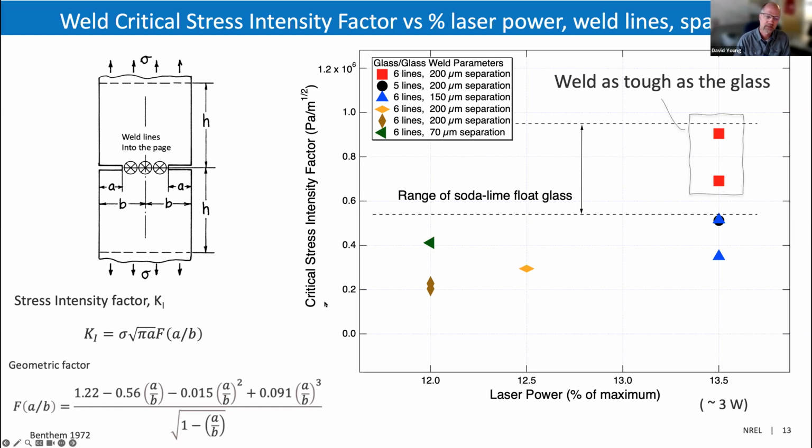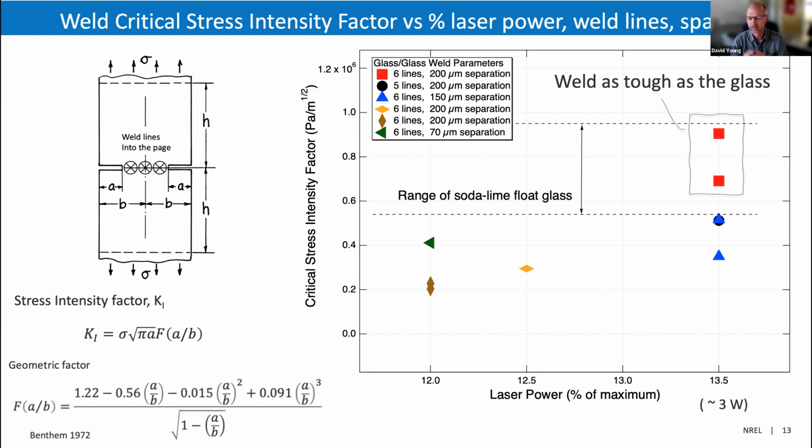And we plotted the critical stress intensity factor, so the point of taking the weld to a point of cracking or breaking, and plotted that as a function of laser power, and also as a function of number of lines, and also separation between lines. So these were the variables that we wanted Trump to explore for us.